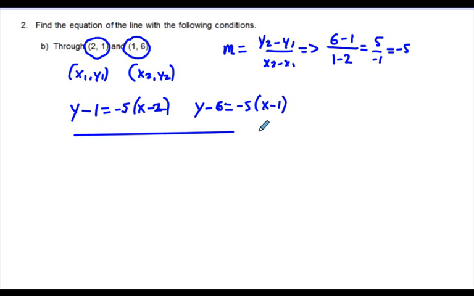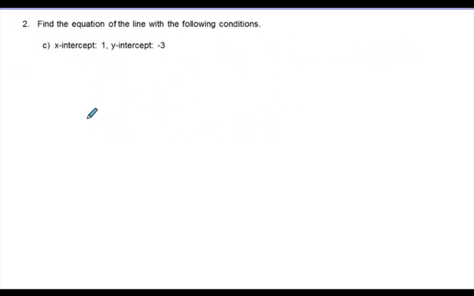All right. Let's go on to C. We have an x-intercept of 1 and a y-intercept of -3. There are different ways to do this. You can look at these graphically. Our x-intercept is 1 and our y-intercept is -3, so we have that, and you could see that we have up 3 over 1. So we should have a slope of 3.